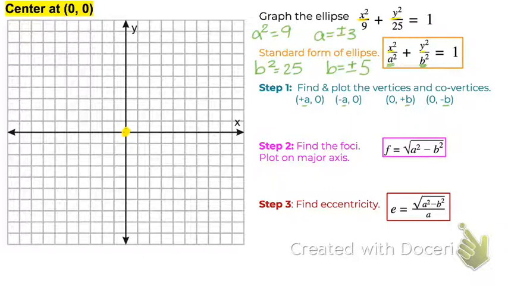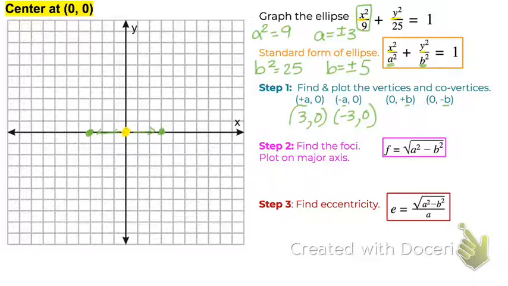The 3 units was related to that 9. Notice that the 9 is the denominator under the x squared. So the 3 needs to be the x coordinate. That means that we're going 3 units along the x-axis to the left and right from the center. So here would be a point, 1, 2, 3. And here would be the other point, 3 units away from the center.